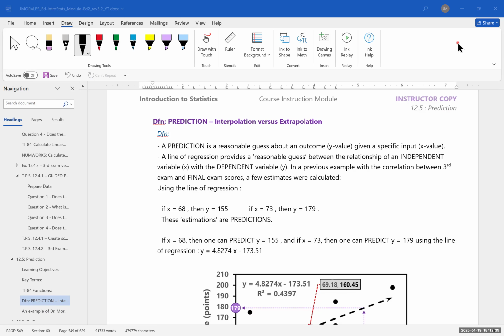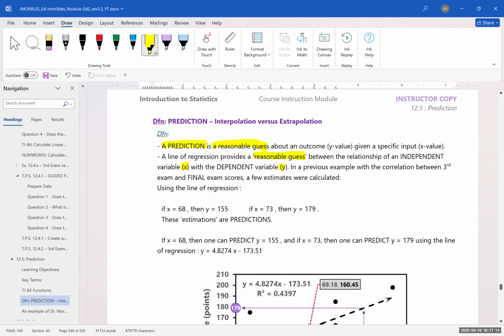All right, so everything that you've been learning up until this point has been trying to figure out whether the line of regression between two random variables is going to be suitable for use in prediction. So, what is prediction? Prediction is a reasonable guess about an outcome given a specific input. So a line of regression provides a reasonable guess between the relationship of an independent variable, which would be your x value, and the dependent variable, which is your y value.